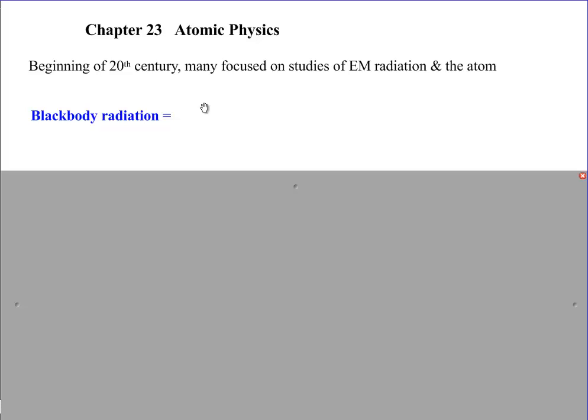Chapter 23 is going to look at atomic physics, and we start our discussion of atomic physics with the end of the 1800s, the beginning of the 1900s, so the beginning of the 20th century, and this is when many physicists and physical chemists were studying electromagnetic radiation and how it interacted with the atoms. One of the things they studied was something called blackbody radiation. Blackbody radiation is simply the electromagnetic radiation that's given off by an object based on its temperature.